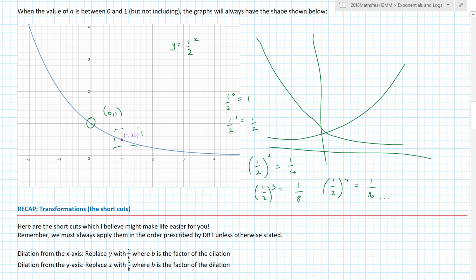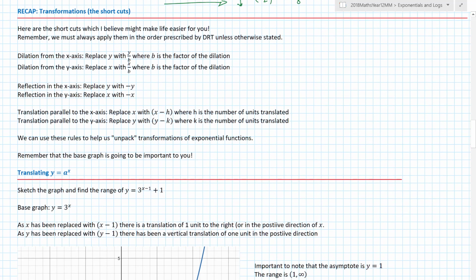What you notice is as the x values get bigger, our y values get quite quickly smaller and smaller and smaller, exponentially as it turns out. So that explains why the graph goes that way around. Really important to notice.